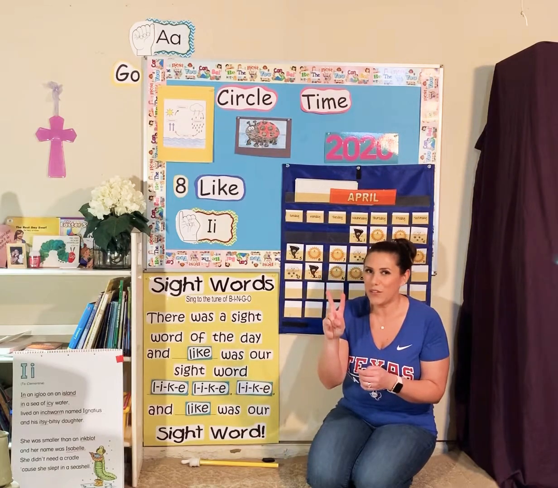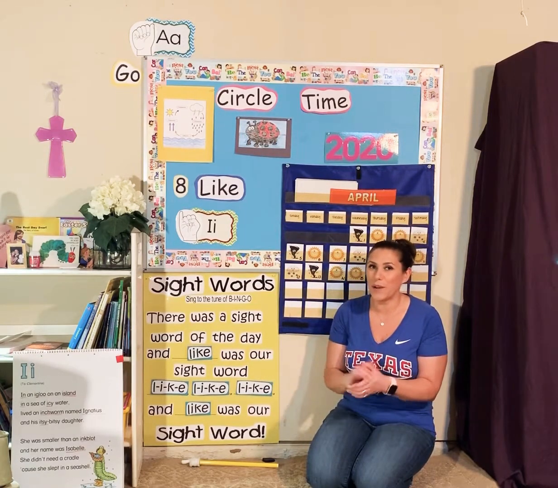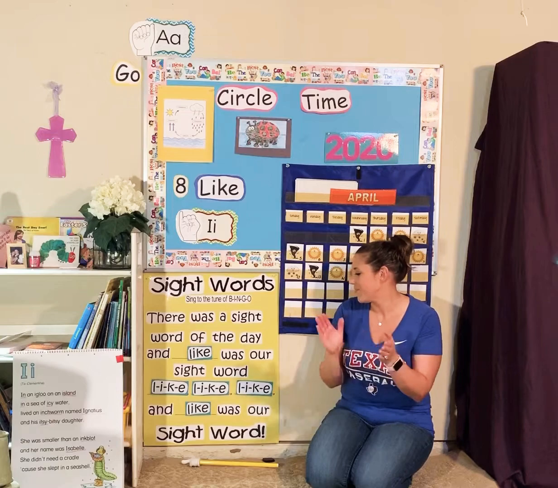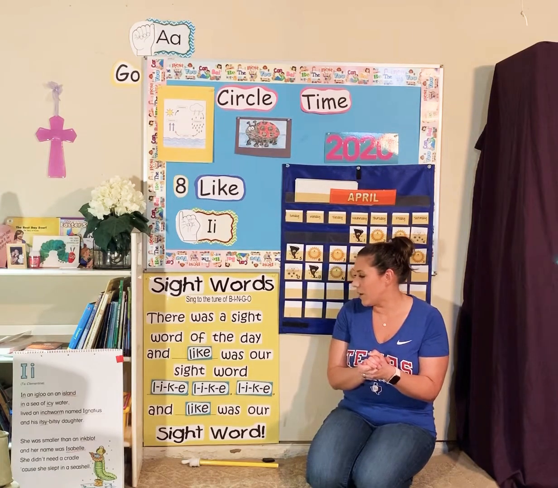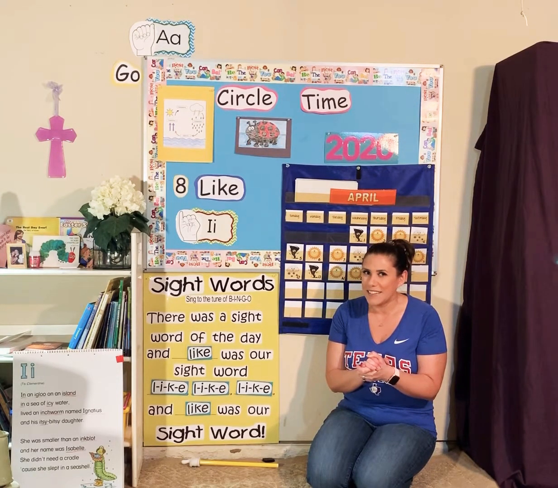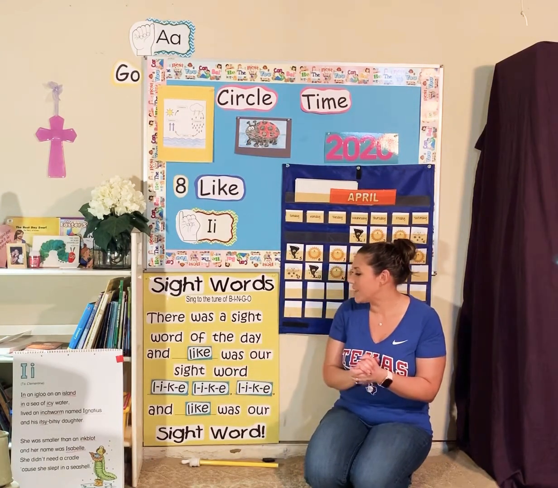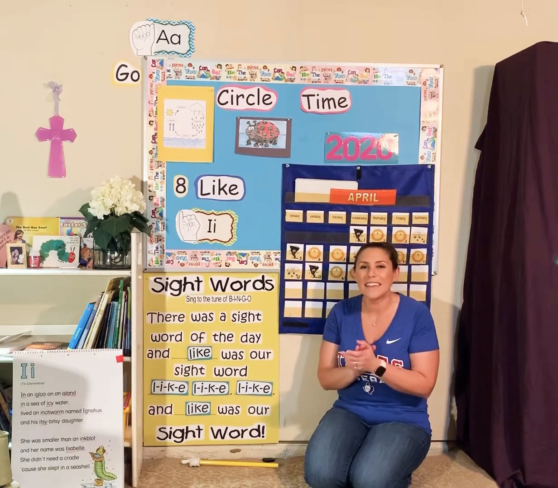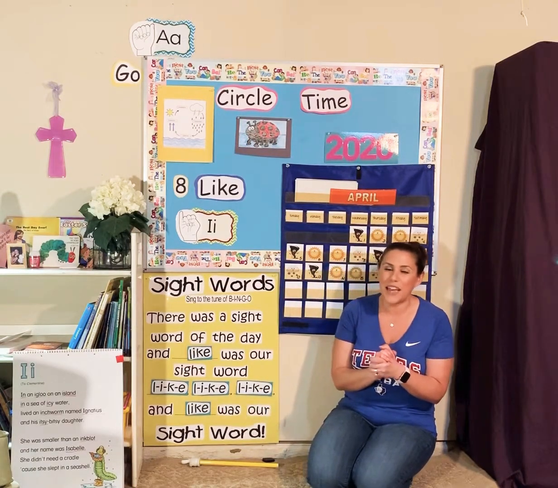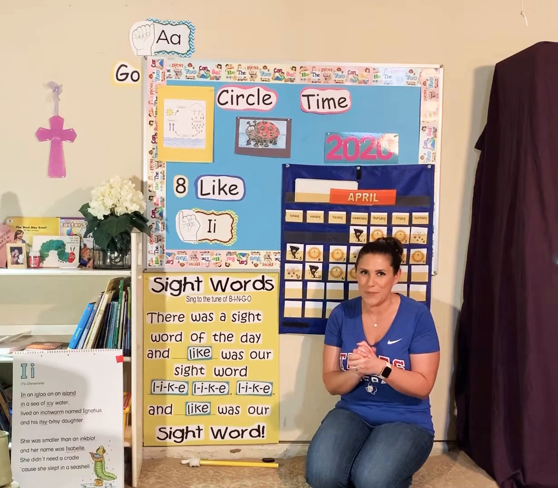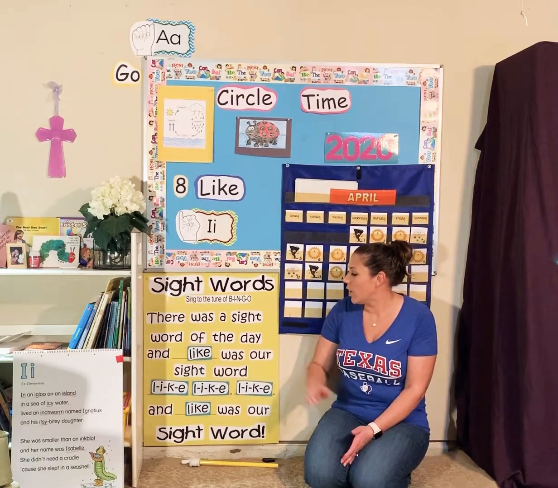Now let's do two claps. There was a sight word of the day, and like was our sight word, K-E, K-E, and like was our sight word. Now how many claps do we need? Three claps. Good. There was a sight word of the day, and like was our sight word, E, E, E, and like was our sight word. Now how many claps do we need? Four claps. Good job.